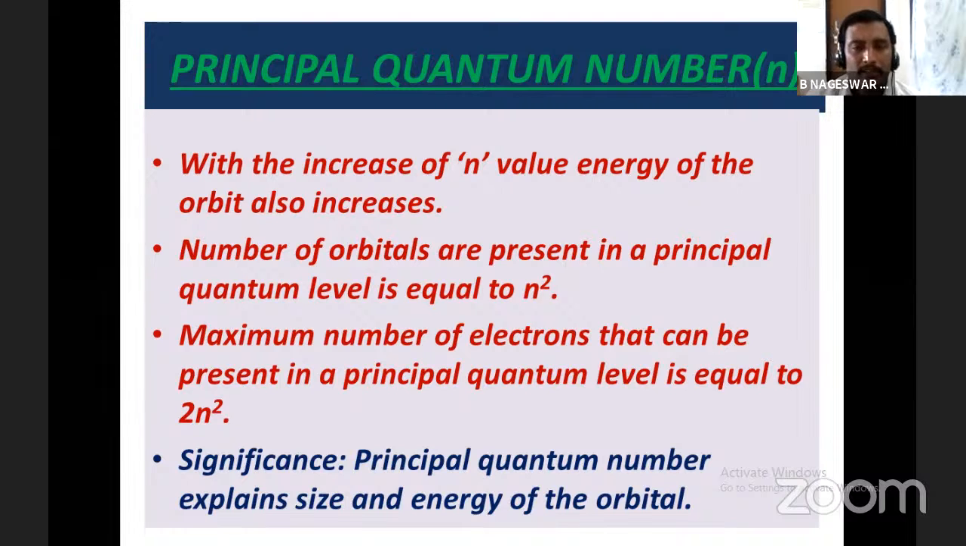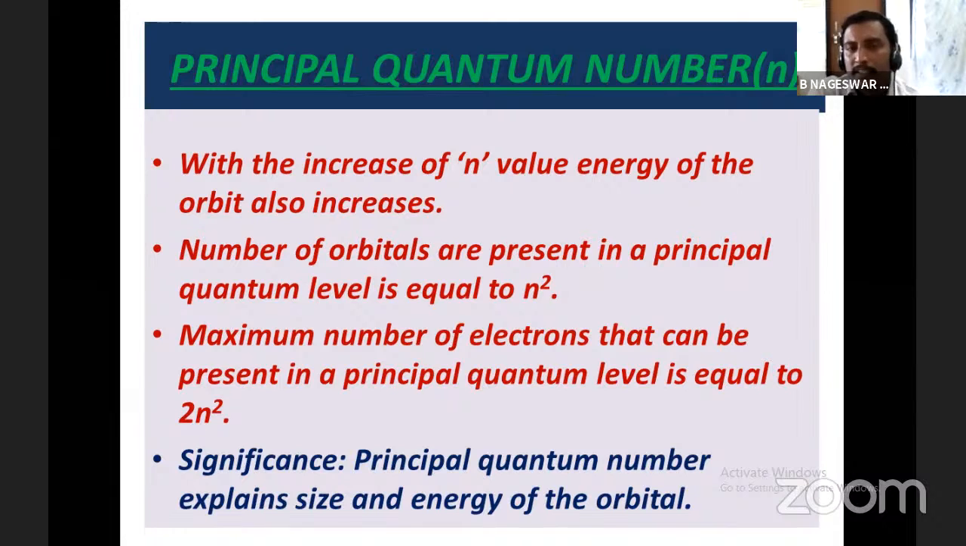Suppose we are taking a second orbit. Second orbit means here n is equal to 2. Substitute in 2n square. Then we will get 2 into 2 square. 2 into 2 square means 2 fours are 8. That means in the case of second orbit, we have 8 electrons. Similarly, we can find how many electrons are there in a particular orbit by using 2n square.